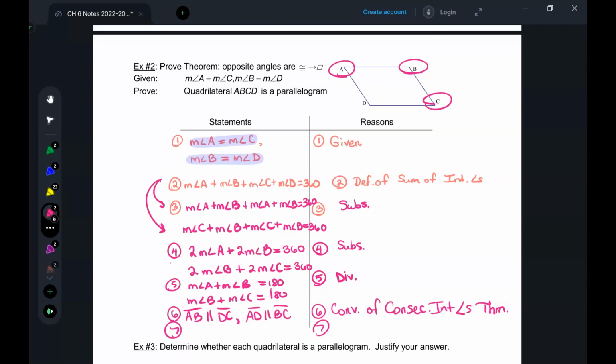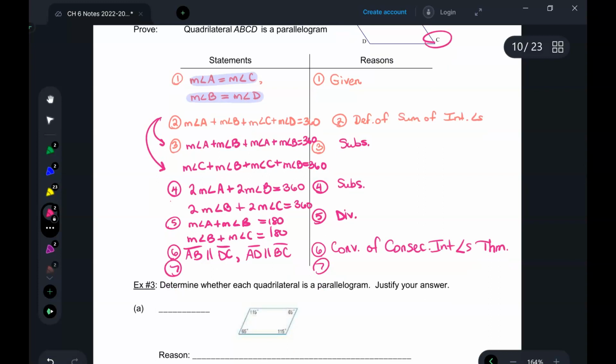How does all of that math lead to those lines being parallel? Well, AB and DC have to be parallel because angles B and C add up to 180. And now we have ABCD is a parallelogram. Definition of parallelogram.